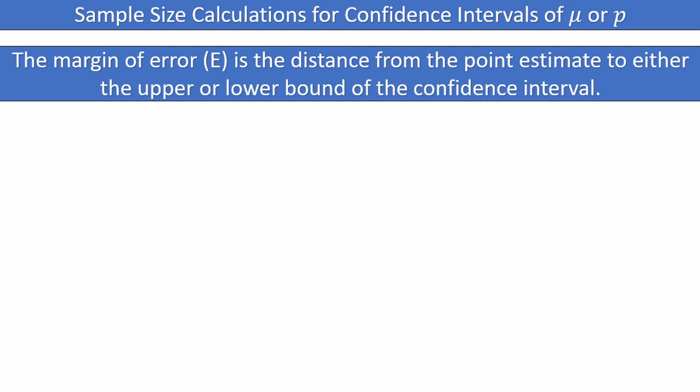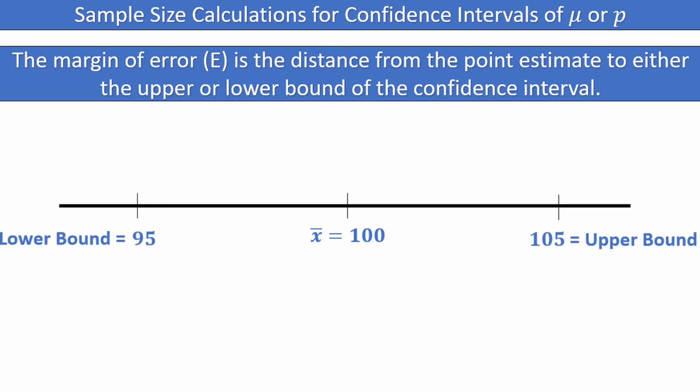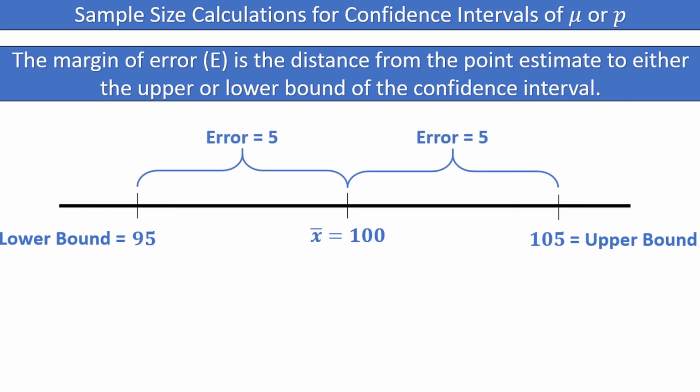For example, in a confidence interval for the population mean mu, the point estimate is the sample mean x bar, and a confidence interval might range from 95 to 105, centered around the sample mean of 100. The margin of error is the distance from the point estimate to either of the bounds of the confidence interval, in this case, 5. Generally, we prefer the margin of error to be smaller, as it allows us to be more precise with our conclusions.